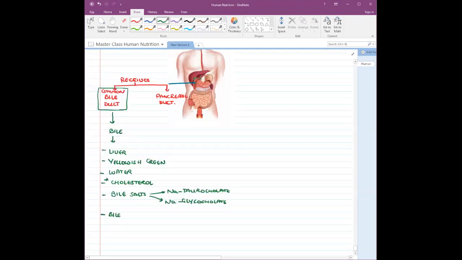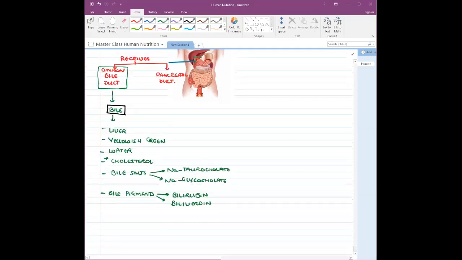And when we talk about bile pigments, guys, we have two bile pigments. We have bilirubin and biliverdin. Okay, bilirubin and biliverdin. Okay, fine. But now, what is this bile going to do, guys? What is the role of bile? So let's try to see what are the reactions because of this.